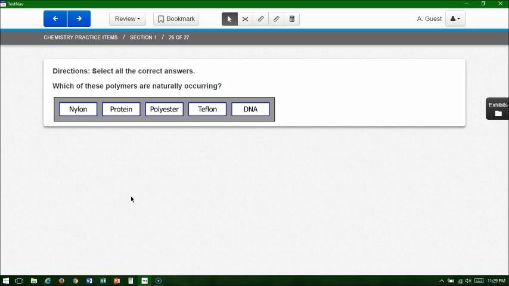Number 26 is talking about polymers. We should know the difference between a synthetic polymer and a natural polymer. Synthetic polymers include things like plastics, nylon, polyester, Teflon. Natural polymers are things like carbohydrates, protein, and DNA. So naturally occurring polymers would be protein and DNA. That's the answer to this question.